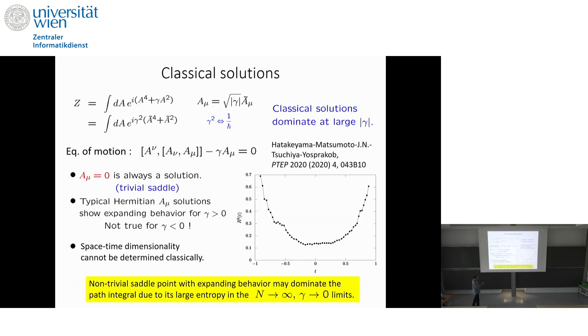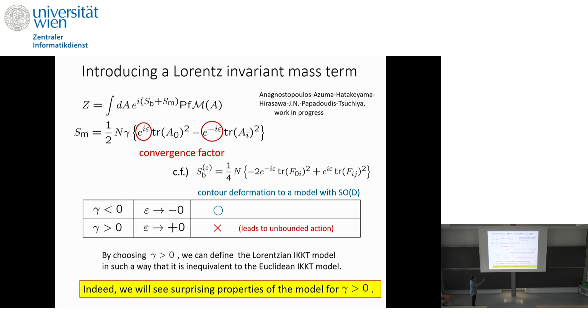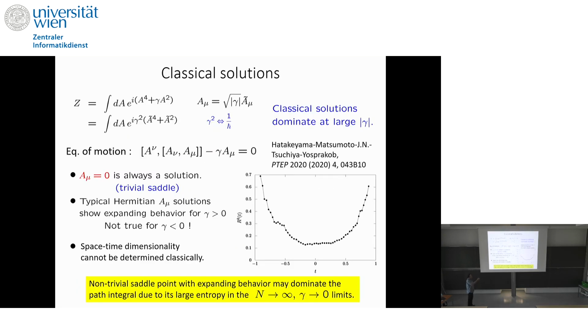So another thing that is nice with this mass term is that it allows us to study this model by classical equation of motion. By that, I mean that if you rescale the matrices A mu in this way, then this term becomes just gamma squared times something that doesn't depend on gamma. And therefore, you can regard this gamma squared as a kind of 1 over h bar, the Planck constant. And that means that when gamma is large, h bar is small. Basically, classical solutions dominate this path integral.